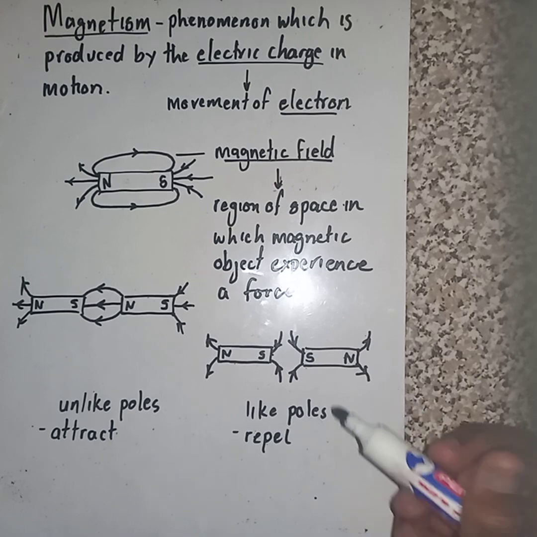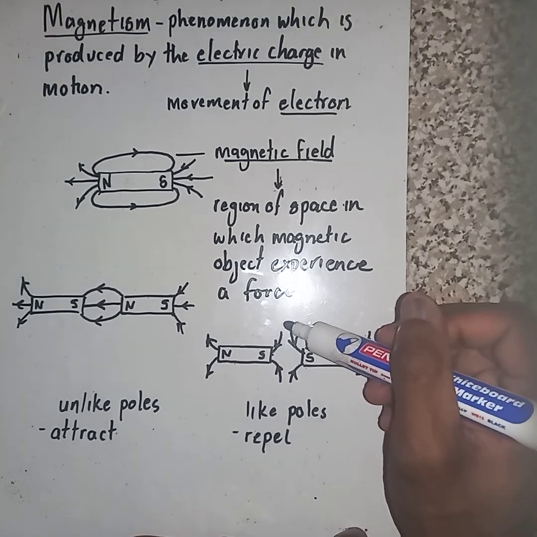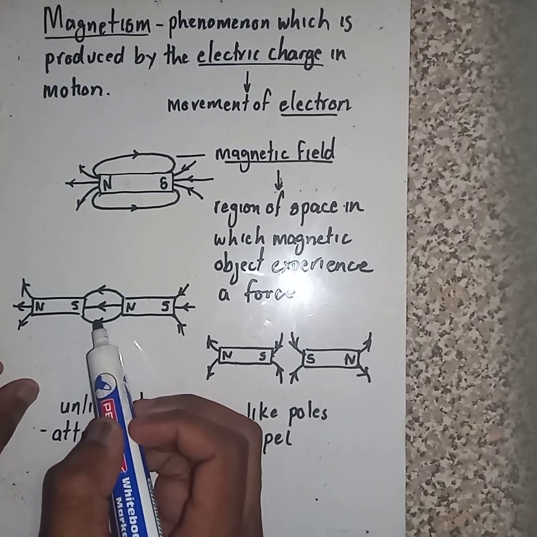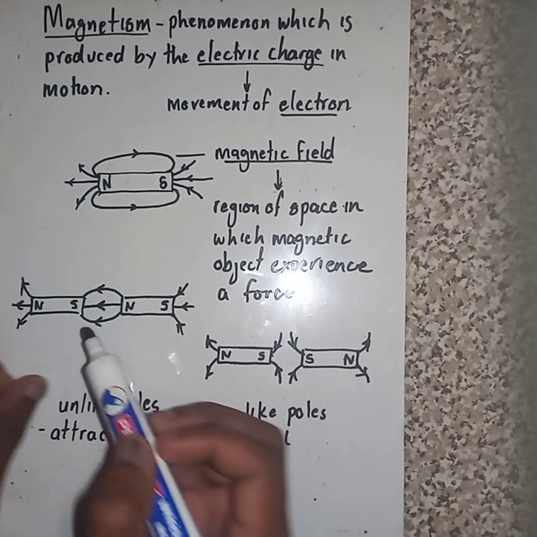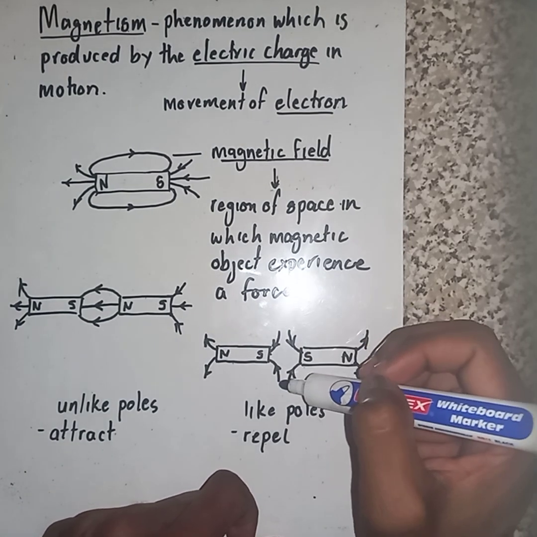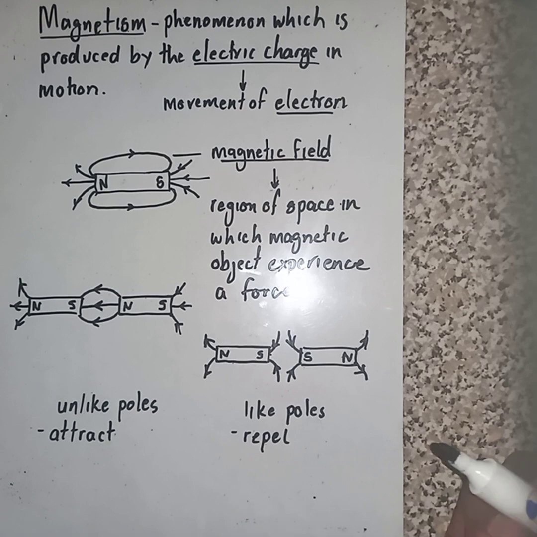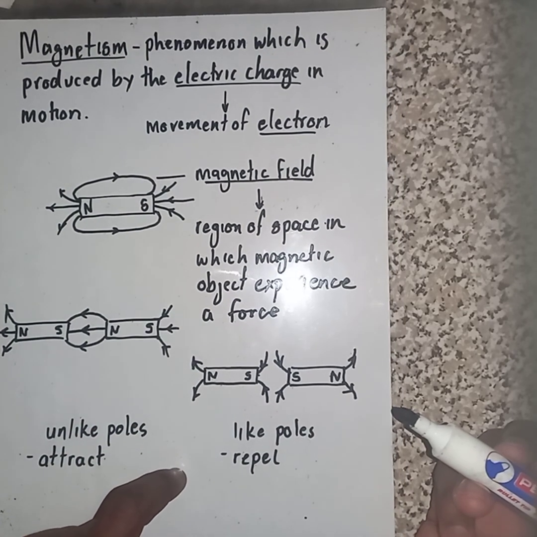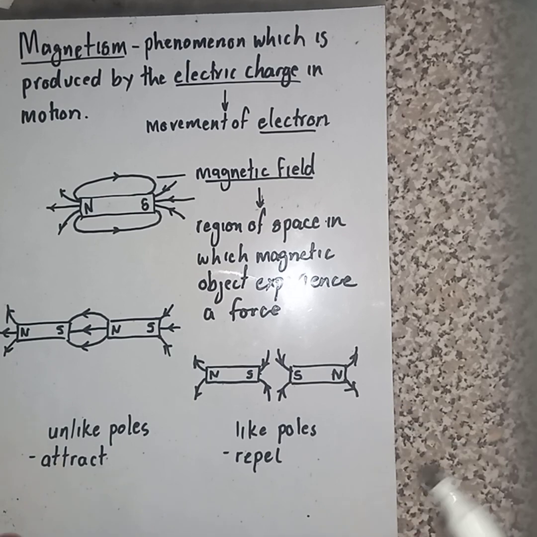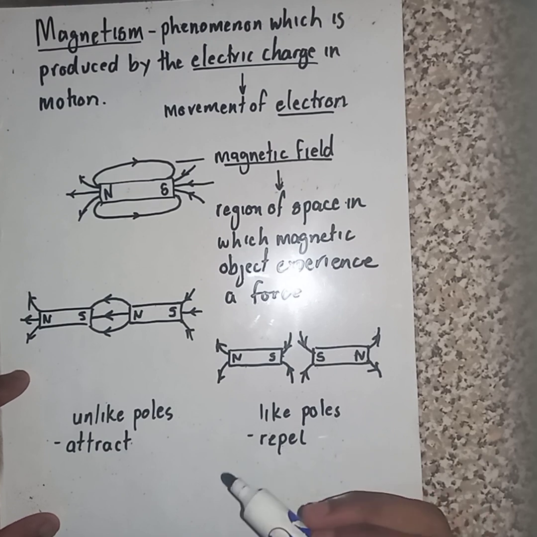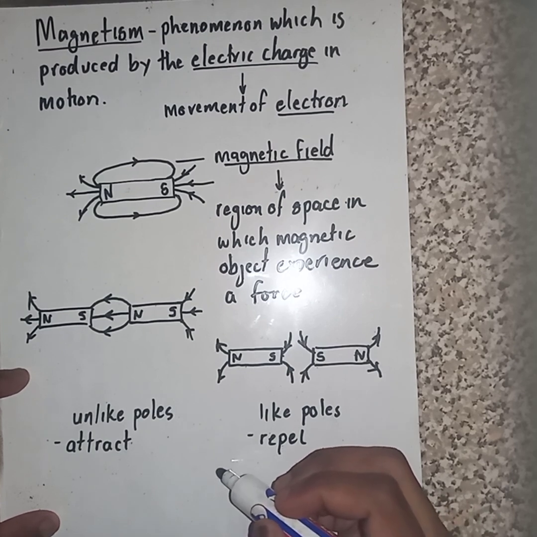Why now? Because we get a small gap in between. Do you still remember here we had no gap? But on this one we have a gap. That gap shows that these two magnets, they repel each other. See? Then we also have another case of two like poles.